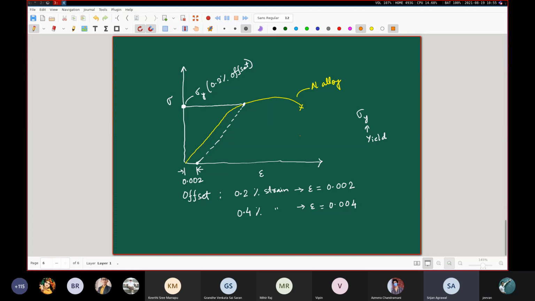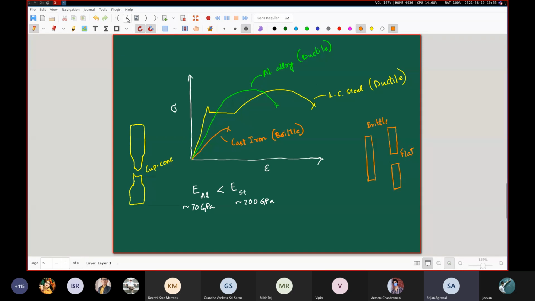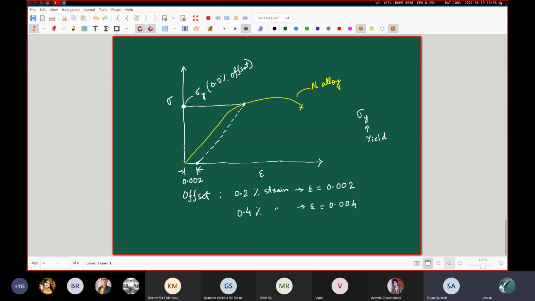Sir, in the low carbon steel diagram, we had a point up to which, when we applied a stress, it tends to return to the original length. That's called the plastic limit. Till that point, the slope of the graph was constant. So why can't we say in the aluminium graph that till where the slope is constant, we can take it as the plastic limit for the stress? Very good. I understand what you're trying to say here.